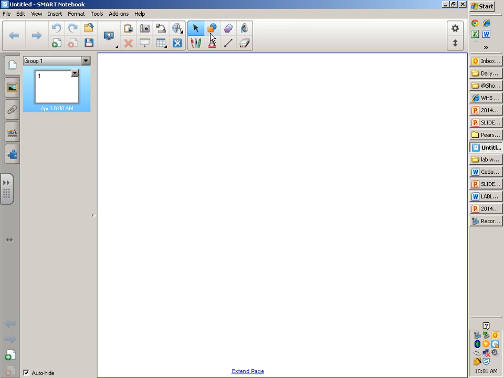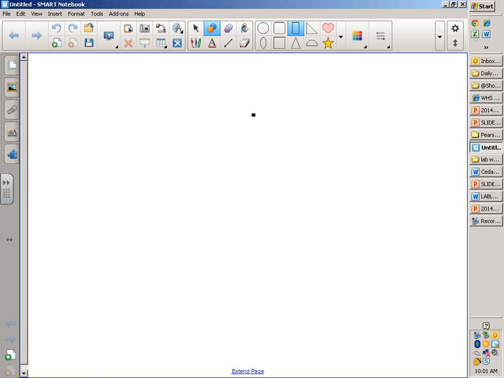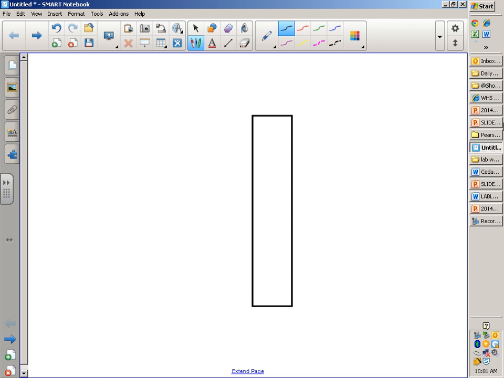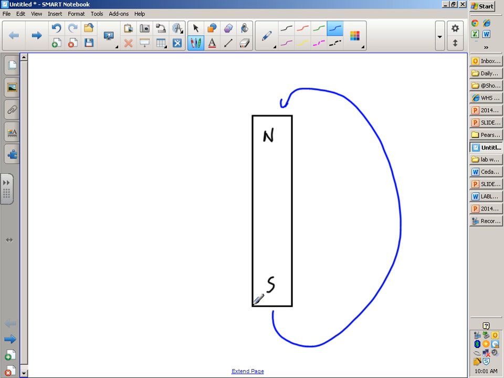Alright, so here's our rectangle, and we'll label this end north, and we'll label this end south, right? And we said that there were lines that flow out of the south pole and go to the north pole and look like this. Does that sort of sound familiar?